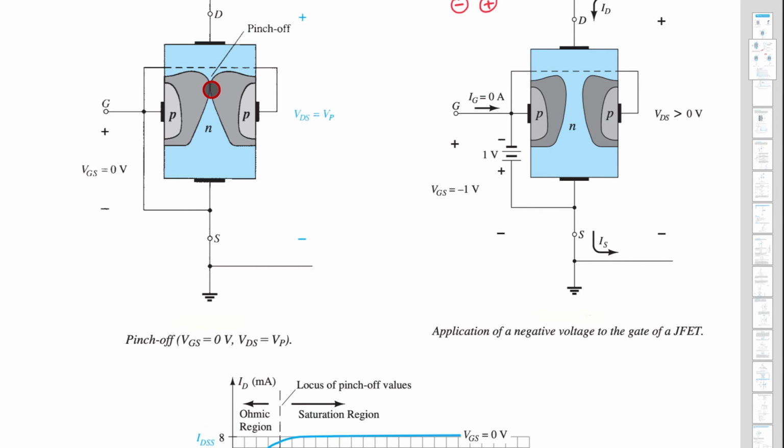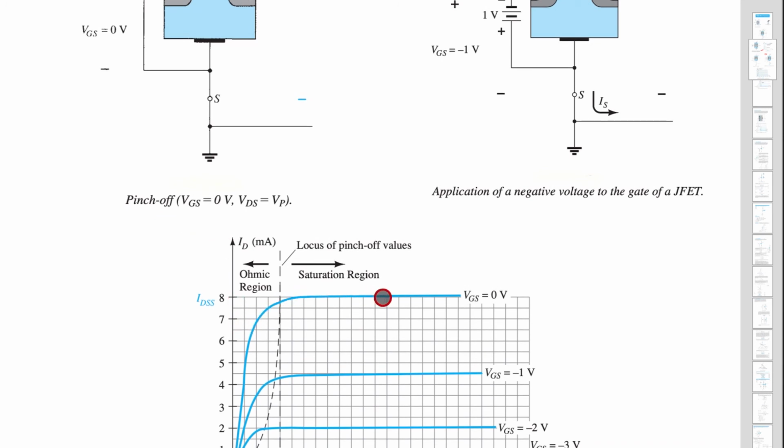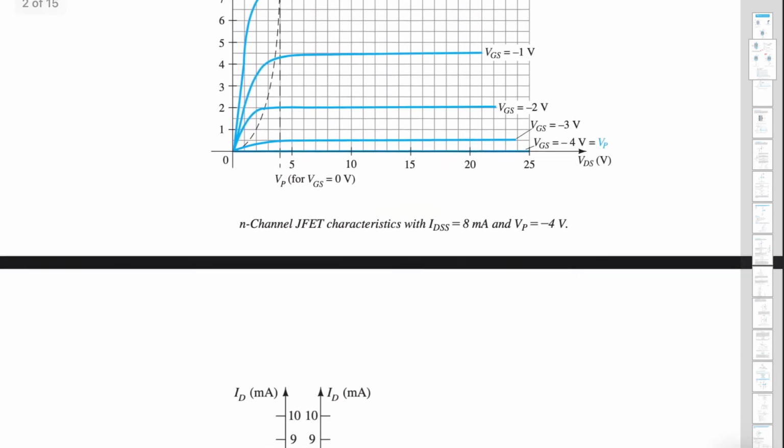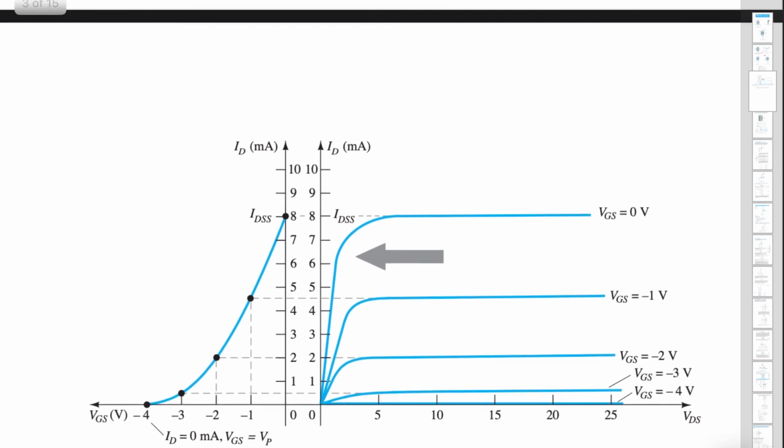So pinch off voltage is there for every VGS. For every VGS, pinch off voltage varies. See here, for this VGS, this is the pinch off voltage. For this VGS -1, this is the pinch off voltage. For this VGS -2, this is the pinch off voltage. So this is the locus of pinch off voltage, the pinch off value. So we have understood this. So we'll summarize it here.